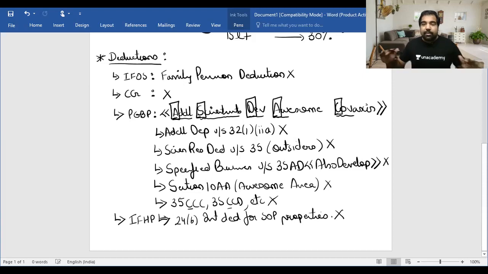If you're LOP, you will get unlimited. If you're SOP, remember 2 lakh or 30,000 maximum, that you will not get under this scheme. So in IFOS, capital gain, PGBP had major ones. IFHP, capital gain, IFOS had very, very simple ones. So these are some you will not get.